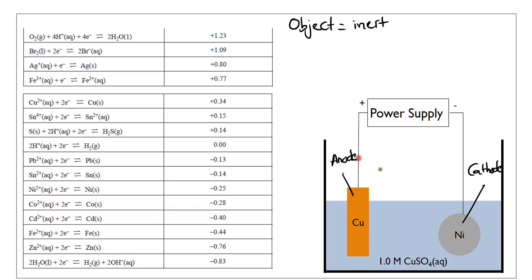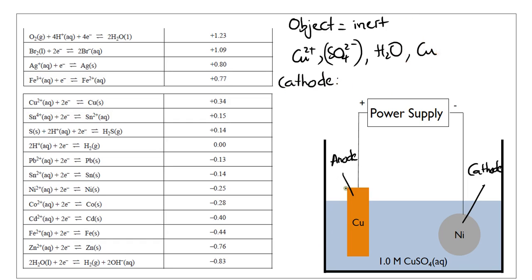In this particular case, I have 1.0 molar copper sulfate. So it means that in the solution, I have Cu2+, SO4 2-, which we will also consider to be a spectator ion, so it's not going to react. And then we have H2O. So let's think about what happened at the anode and the cathode. Let's start with the cathode. So at the cathode and the anode, you have copper. So those are the 4 species present.